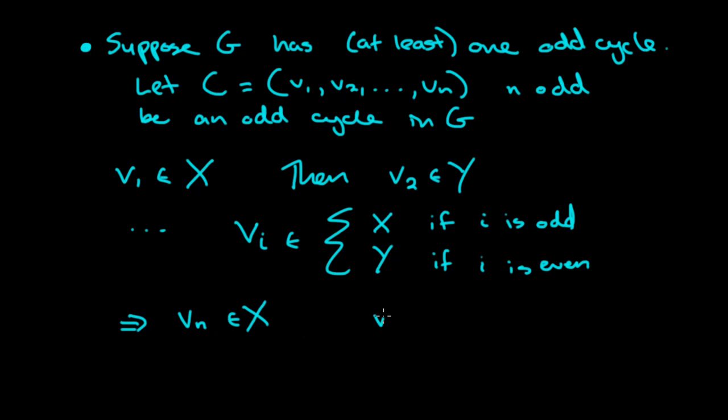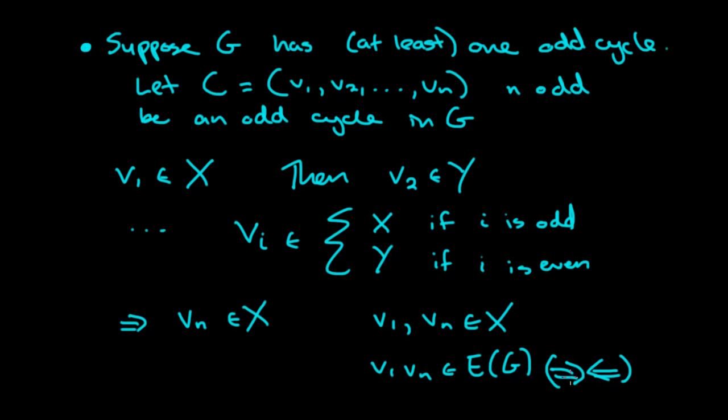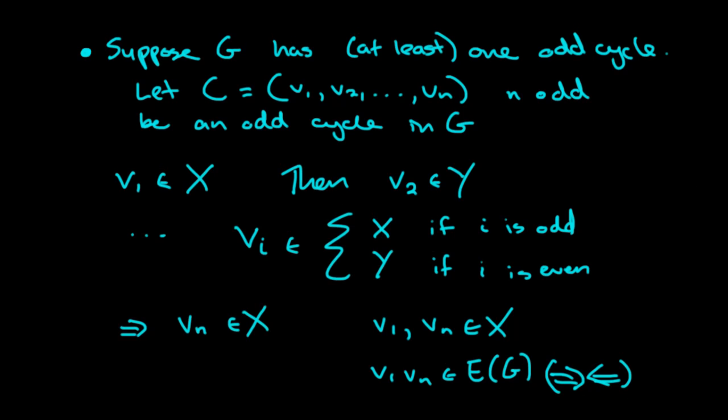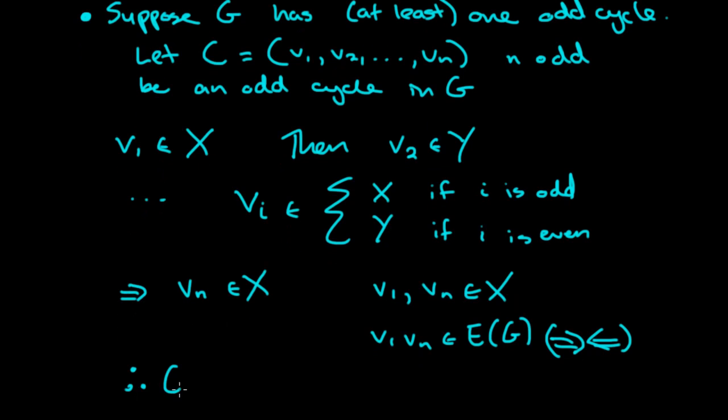Well, we know now that v1 and vn are in X, but v1 vn is an edge of the graph, and we already know that the graph is bipartite. So this right here is a contradiction. And when you come to a contradiction, you normally write this. It means that there is an error. This is impossible, which means that what we've supposed here, that the graph has at least one odd cycle, is impossible. We conclude then that therefore G has no odd cycles. So we have just seen that if G is bipartite, then it has no odd cycles.